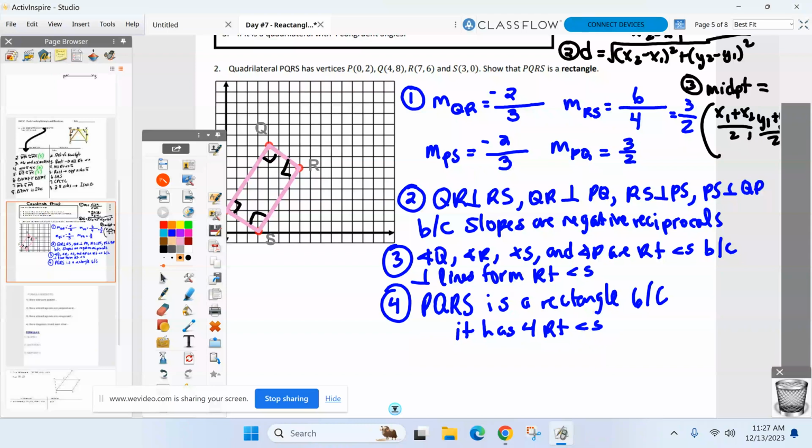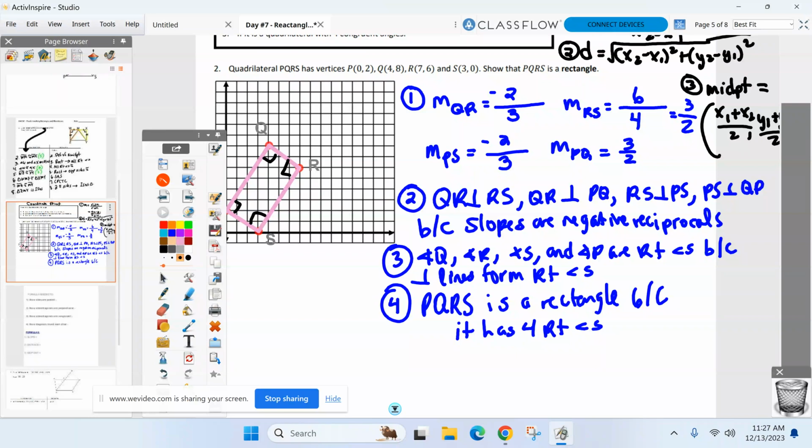Could you use the distance formula to prove that the diagonals are congruent? You can, but you have to prove it's a parallelogram first. Because if you just prove the diagonals are congruent, it could be a rectangle, it could be an isosceles trapezoid too, because that's one of the properties of those. So you have to make sure it is a rectangle and none of the other quadrilaterals. So if you want to do that, yes, but prove it's a parallelogram.